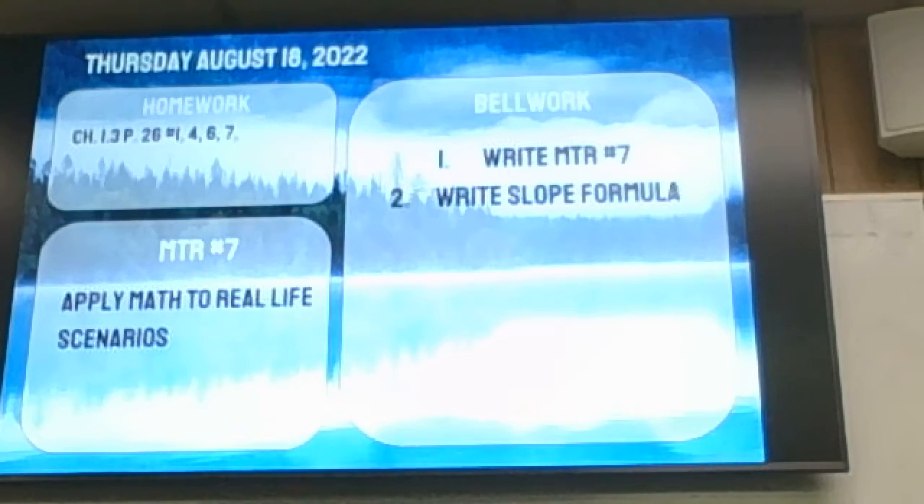So MTR stands for mathematical thinking and reasoning. In addition to the standards that we teach, we're also supposed to do these thinking and reasoning skills. There's a poster here that shows it. There's 7 of them. Probably almost none of you can read the poster, so every once in a while I'll just post it. Number 7 is apply math to real world context. So we're going to be doing that today.